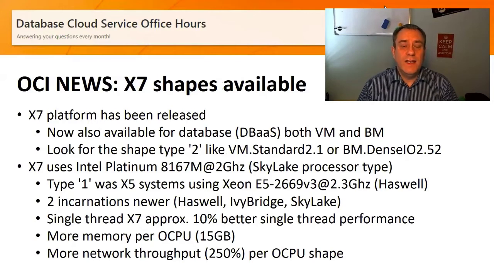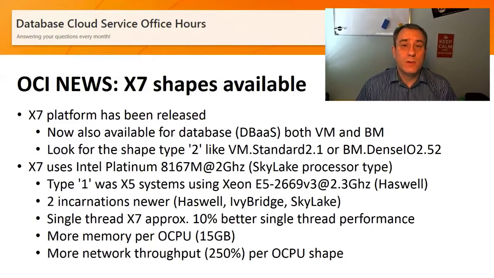The versioning is actually in the naming of the shape. For example, if you look at this line, it says VM Standard and then the number 2. The number 2 doesn't mean you have 2 sockets or two cores or 2 systems. The first number 2, as in VM Standard 2, means you have the second generation of systems, and in this case, these are the X7 systems.